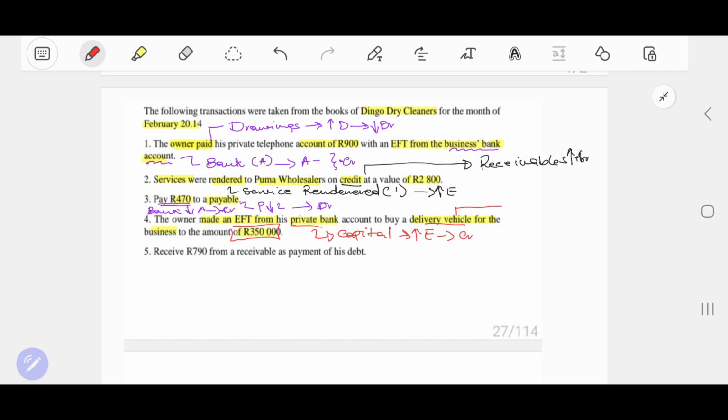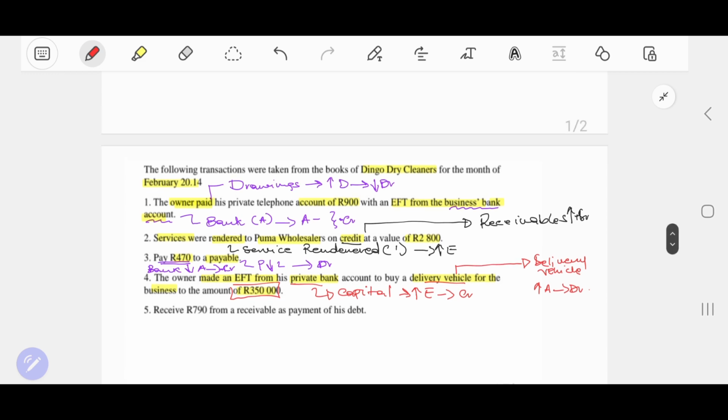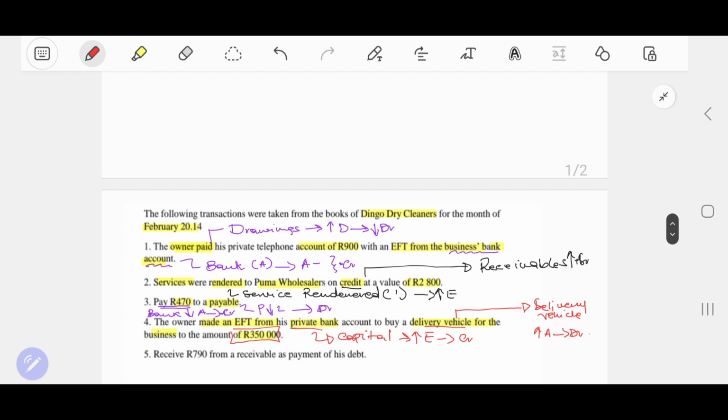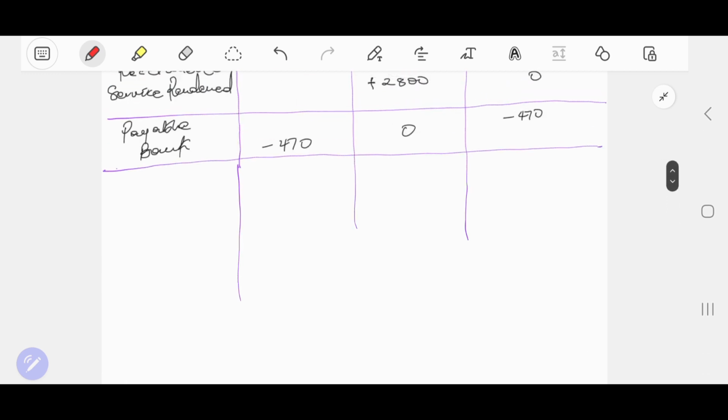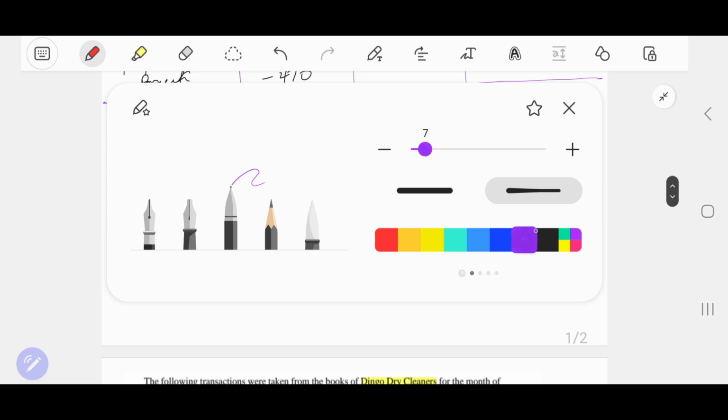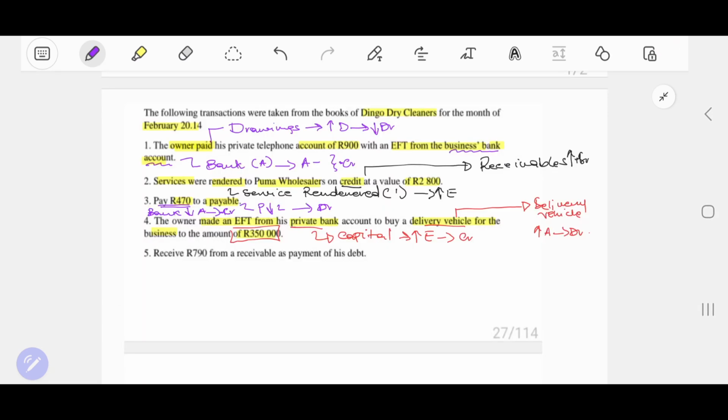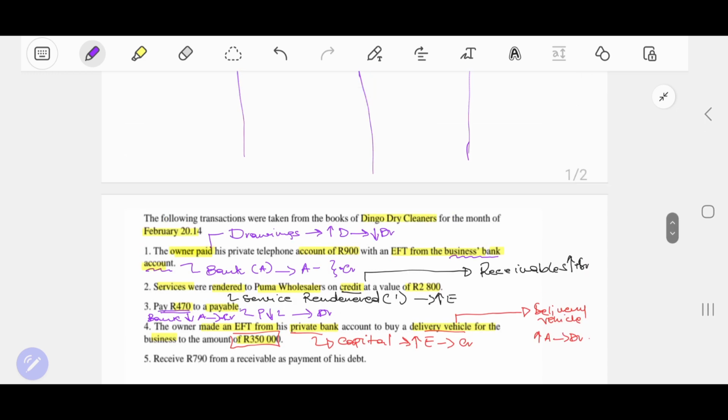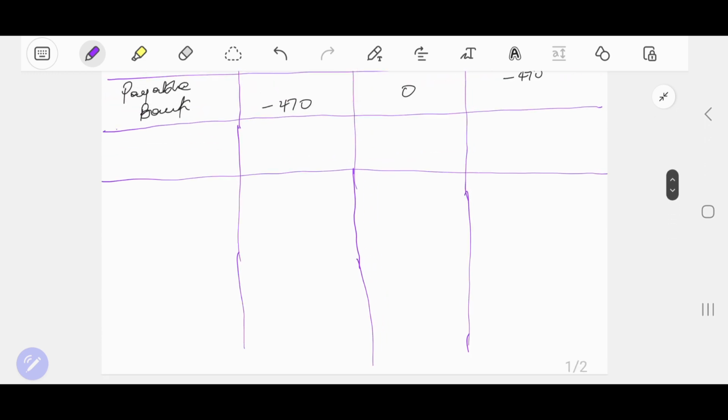So what was bought? An asset. So an asset was bought. So delivery vehicle is an asset. So it means that our assets now have increased by 350,000, and assets increase on the debit side. For every debit there must be a credit, and for every credit there must be a debit, guys. So that's how you look at transactions. So that's called the double entry principle. For every debit there must be a credit, and for every credit there must be a debit. That's called the double entry principle of recording and accounting.